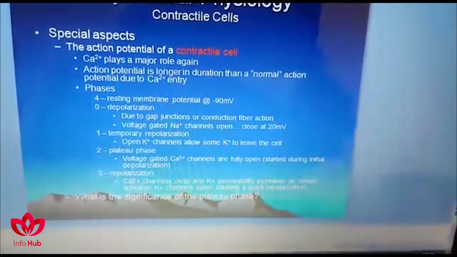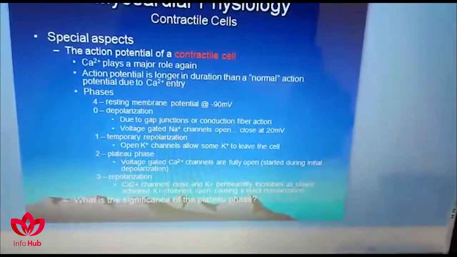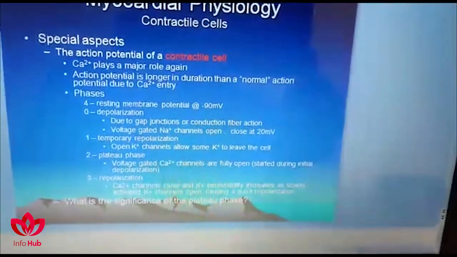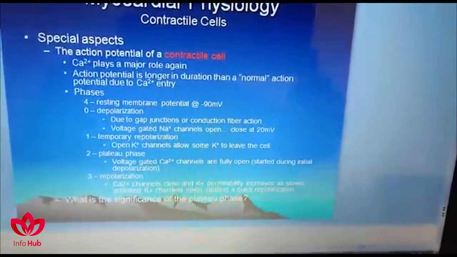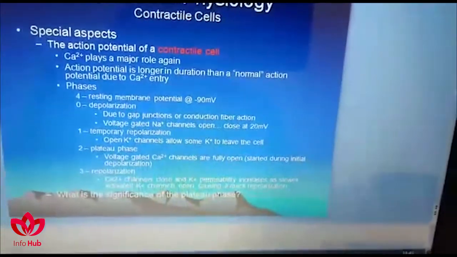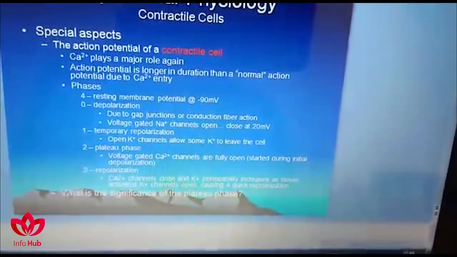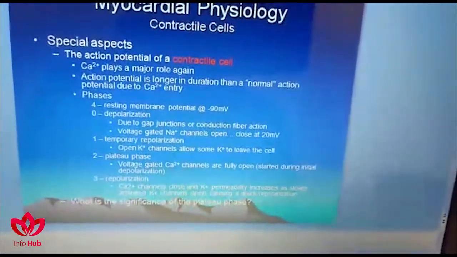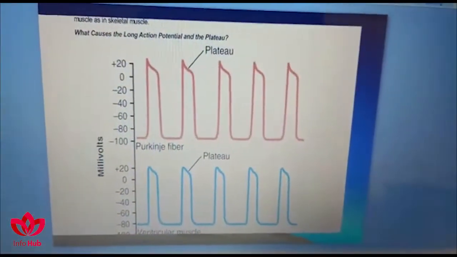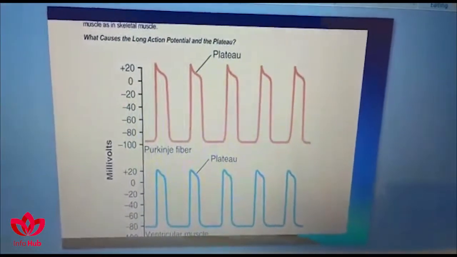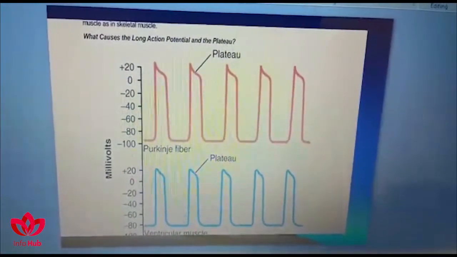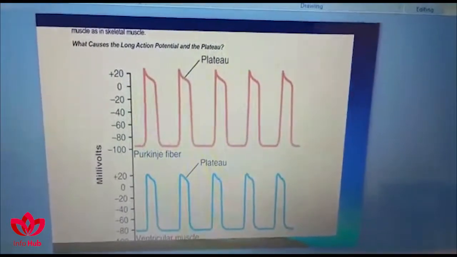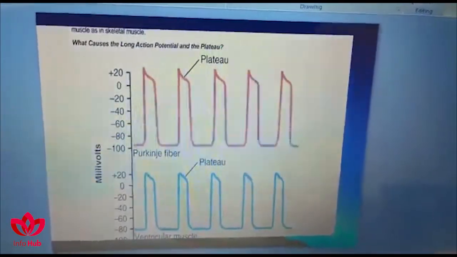And last is the repolarization, where calcium channels close and permeability of the membrane for potassium increases as the slowly activated potassium channels open and cause a quick repolarization. And the significance of this plateau phase is that it causes the graded contraction of the cardiac muscle. So here you can see the phases of action potential. One special feature here, we can see the appearance of the plateau, which is because of the opening of the slow sodium and calcium channels in the Purkinje muscle fibers.